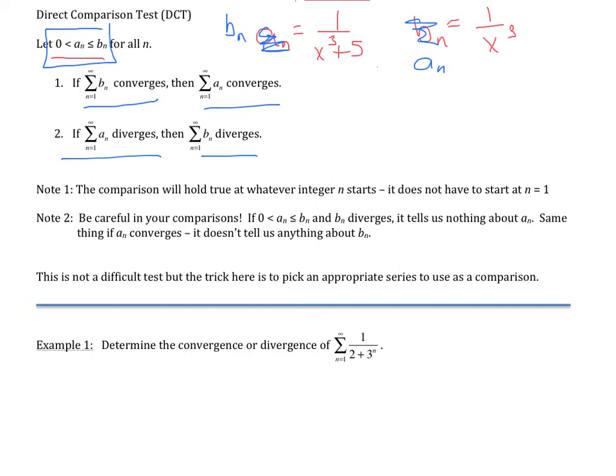And then also note, you want to be careful with your comparisons. What we're saying is if the bigger series converges, the smaller one converges. If the smaller series converges, it doesn't tell us anything about the bigger series. So be careful with the comparisons and make sure you're drawing the right conclusions that you're able to. There are going to be times when your comparisons will not give you a conclusion and you'll have to try something different. So just be aware of that.